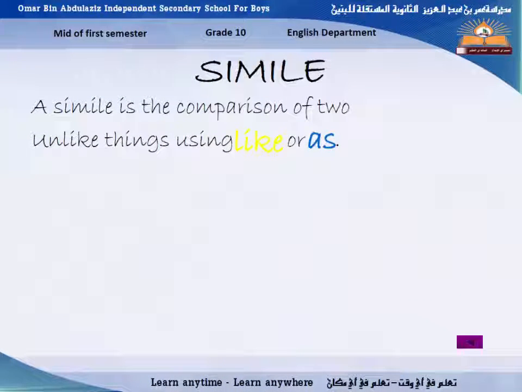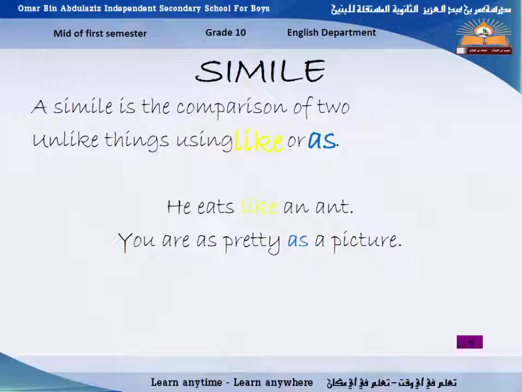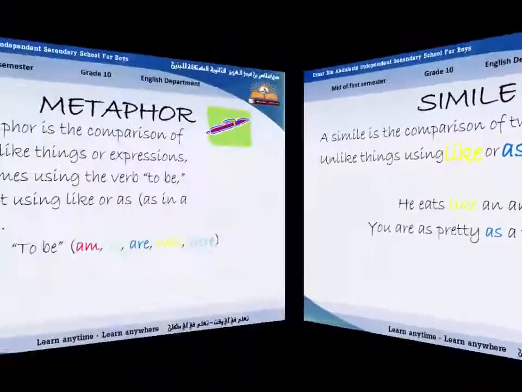The simile is a comparison between two unlike things using words like 'like' or 'as'. For example, he eats like an ant. You are as pretty as a picture.